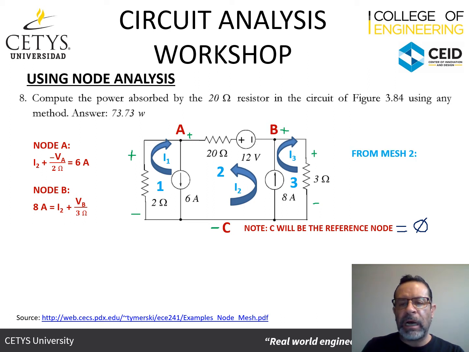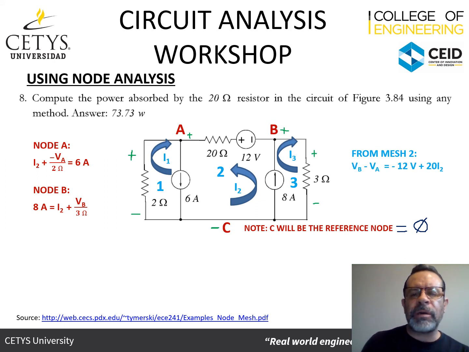And now let's look at one of the meshes, which is mesh number 2, and see what's happening there. In mesh number 2, if we do the Kirchhoff's voltage analysis there, we're going to have that VB minus VA, and I'm just taking this reference because it's congruent with the current that I established counterclockwise. VB minus VA is going to be the voltages in these 2 elements. And since the current is entering the negative, it's going to be minus 12 volts, and the voltage in the 20 ohm resistor is going to be 20 I2.